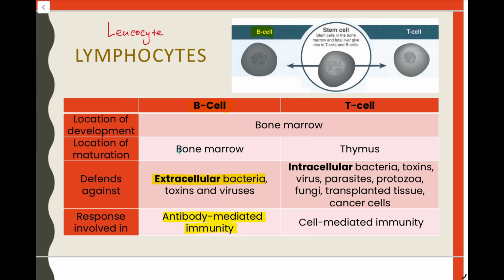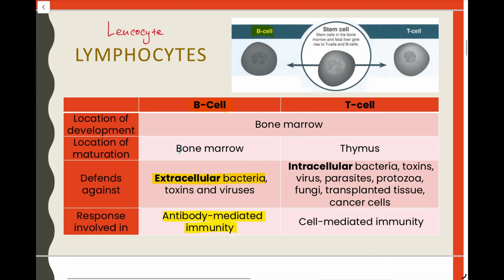Now, something that we'll look at in more detail in the next lesson is the action of T lymphocytes. Now, the key distinction here is that instead of being produced and maturing in the bone marrow, they're produced in the bone marrow, but they mature in the thymus gland. These T cells are largely going to target intracellular pathogens, in addition to things like transplanted tissue and cancer cells, and this is what we call the cell-mediated immune response.